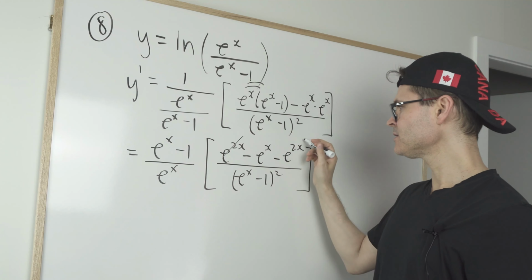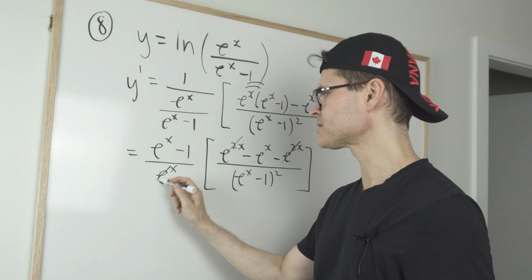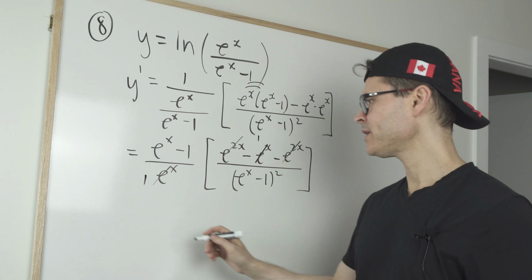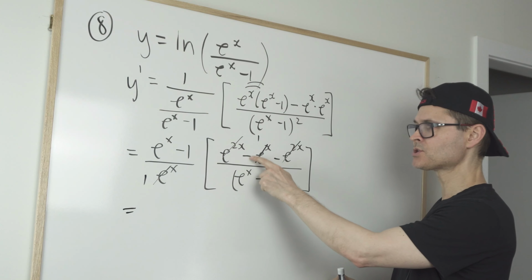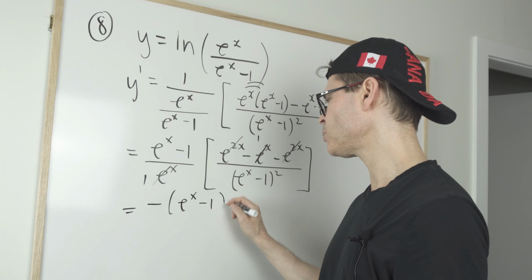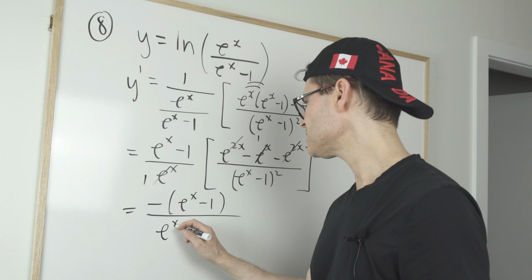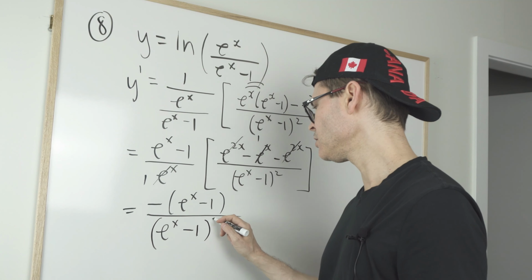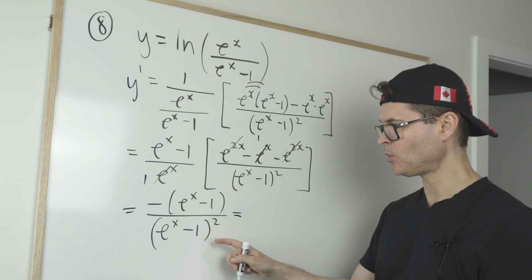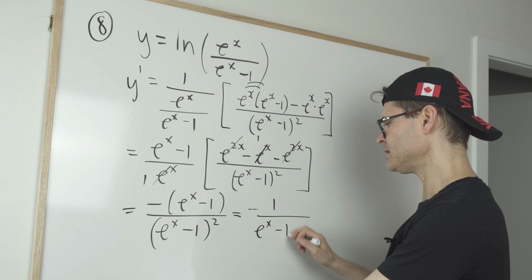And notice these are going to cancel. That's kind of nice. You're also going to notice that e to the x is going to cancel with e to the x. That's going to leave a 1 and a 1. And so here what I have, I still have a minus here. So I've got a minus 1. So minus bracket e to the x minus 1 all over this thing in the denominator, e to the x minus 1 all squared. And of course I can cancel one of those e to the x minus 1's, leaving negative 1 over e to the x minus 1.